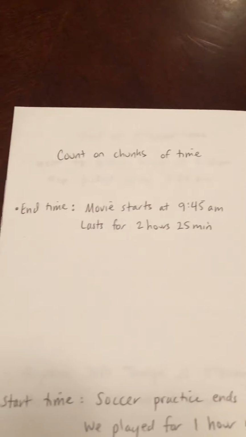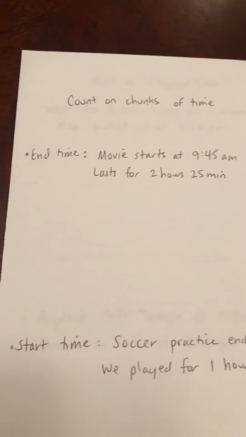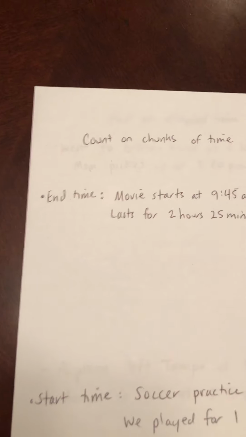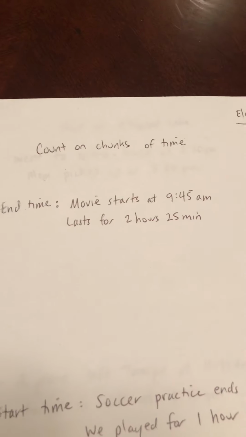And there's 3 different types of questions we're going to work with, which is going to be finding the ending time, finding the starting time, or finding the elapsed time. So we're going to start with finding the ending time. This is the easiest type of problem we're going to work with.